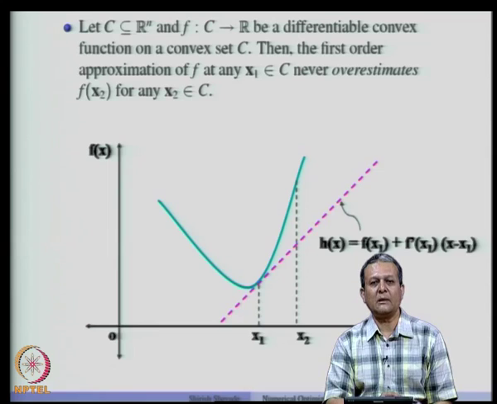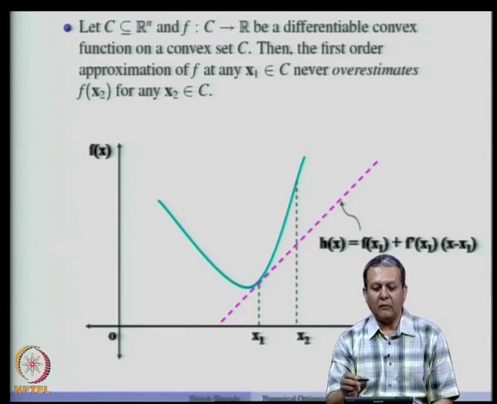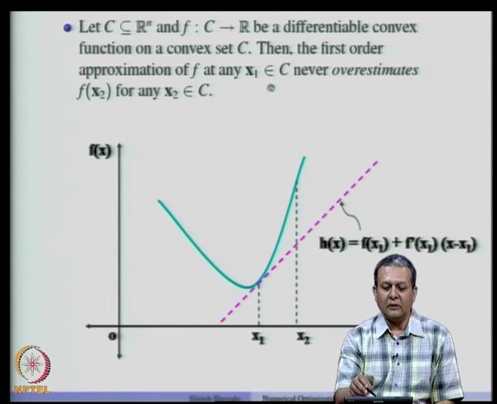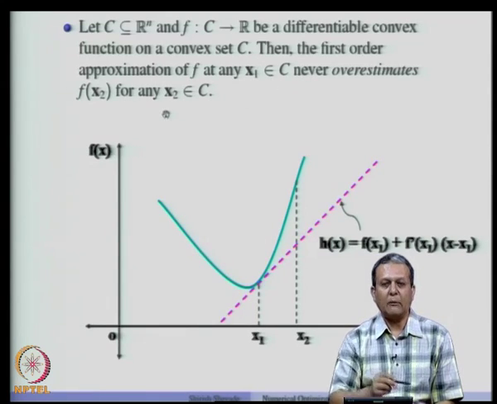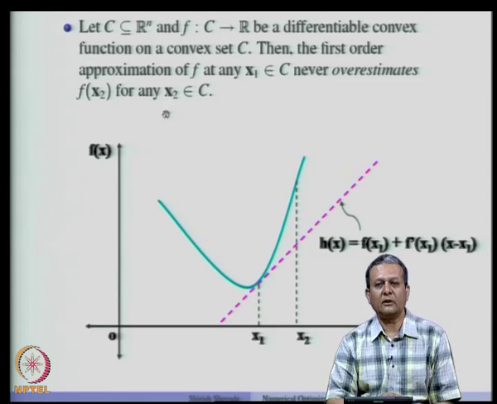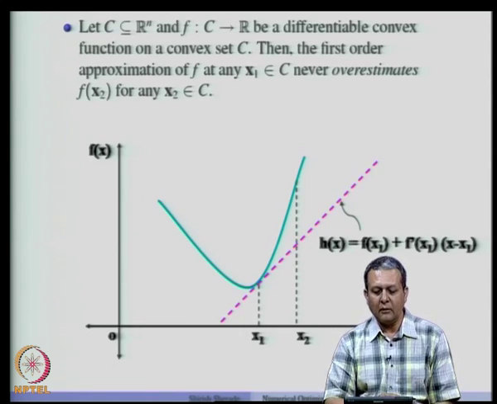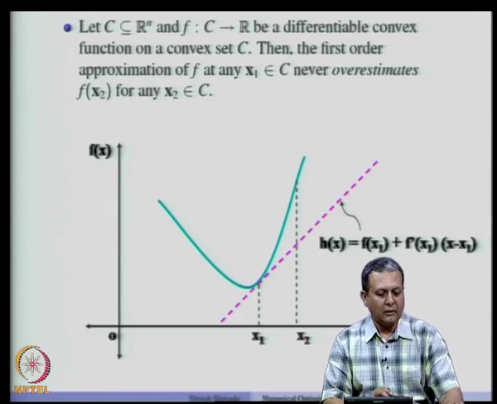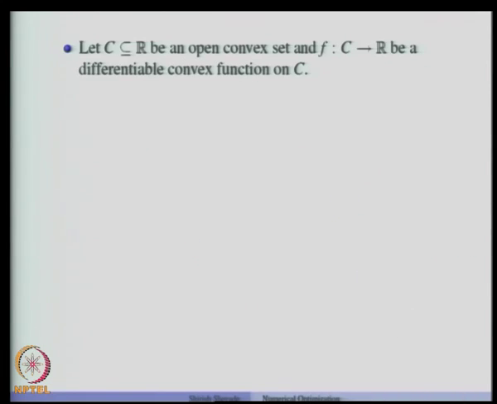So, it does not overestimate the function, and if a function is strictly convex, then one can say that in those circumstances the first order approximation of a strictly convex function always underestimates f of x2 for any x2 belonging to C. So, this result is important. We will see some more results related to this.